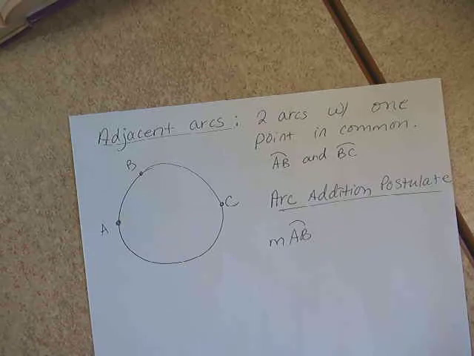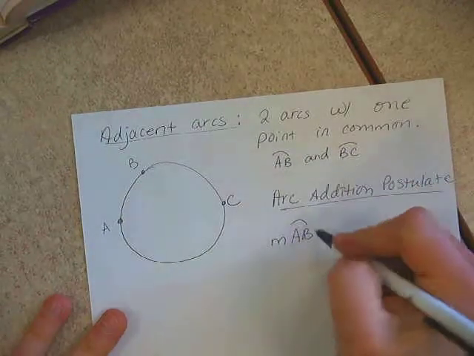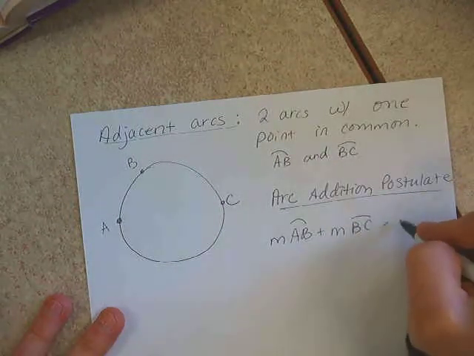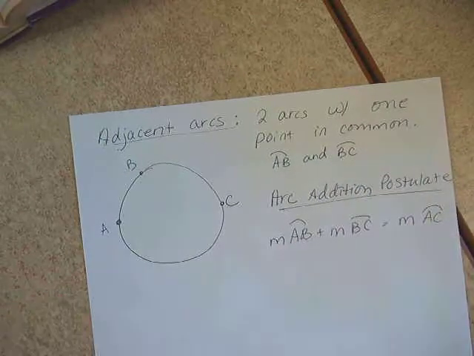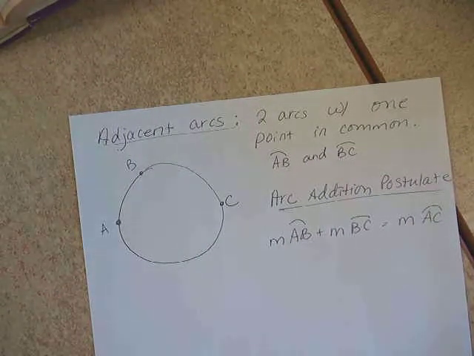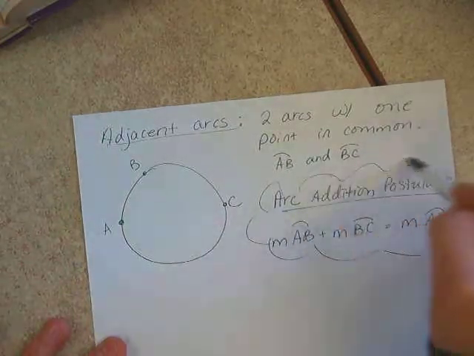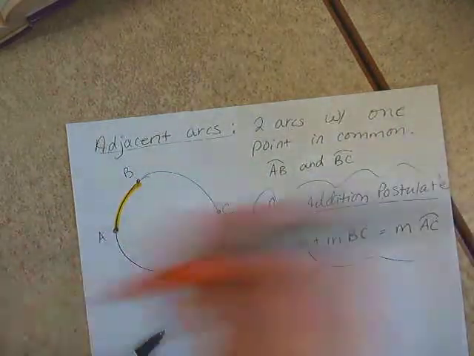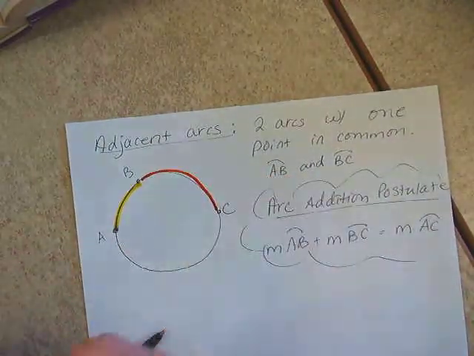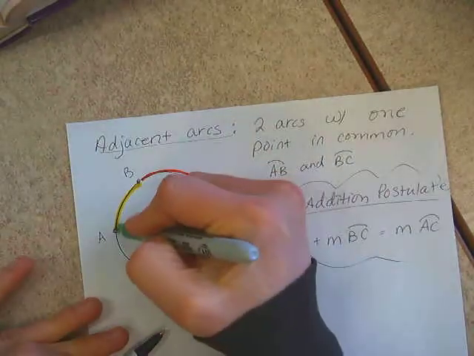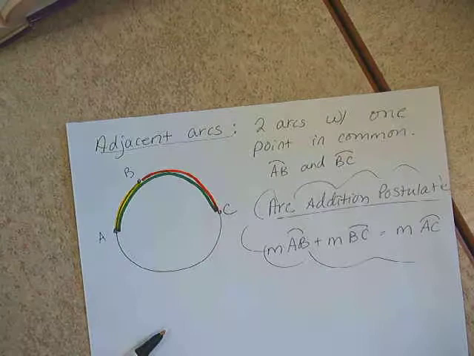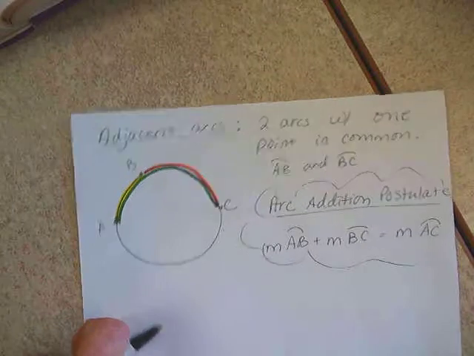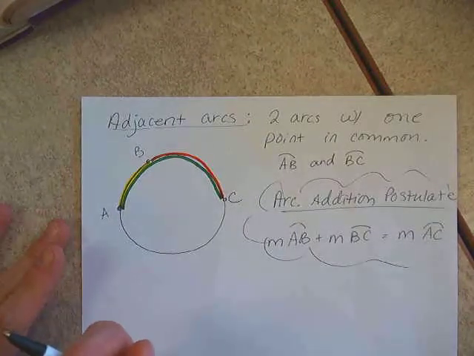Notation changes, arc AB. Now, we are going to throw in that little m. What does that mean? The measure of AB, okay, plus the measure of BC equals the measure of AC. Basically saying if we add this plus this, we get all of that.